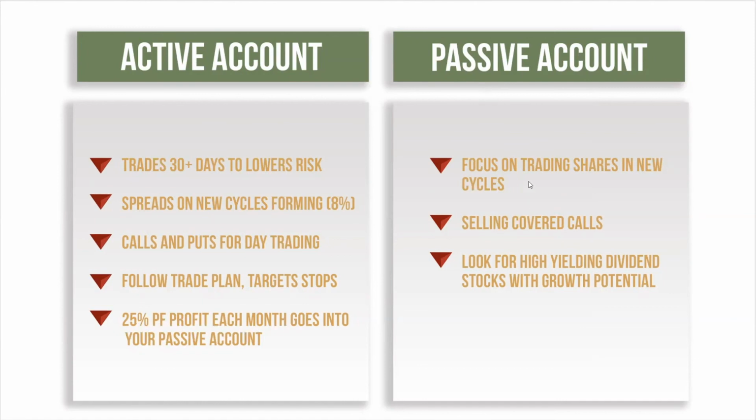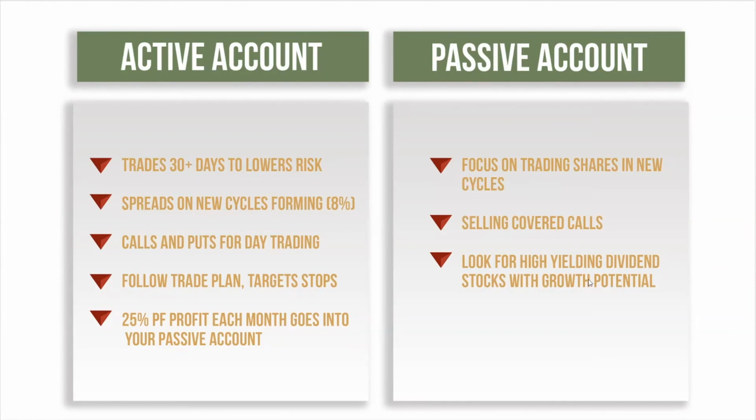In your passive account, you're going to focus on trading shares in new cycles and selling covered calls against those shares. So you're bringing in two revenue streams: from the shares going higher and from collecting premium from selling those covered calls. You could also look for high yielding dividend stocks with growth potential. So you're collecting the dividend, and you're also collecting as the shares go higher.